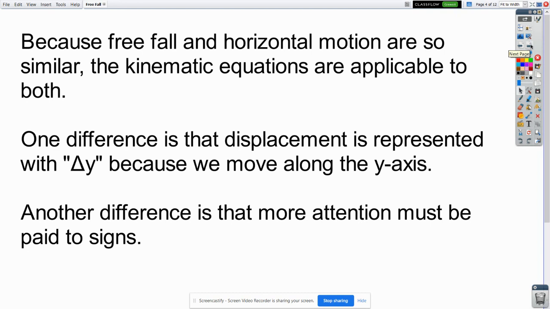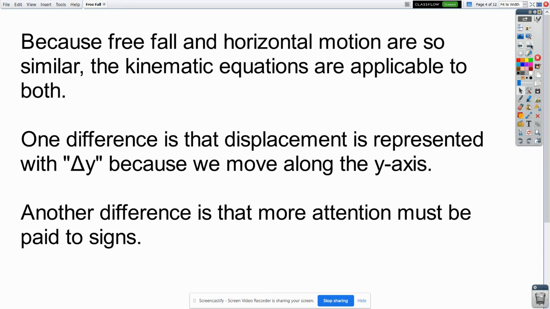Because free fall and horizontal motion are so similar, the kinematic equations are applied to both. So we will use the same four kinematic equations that we learned about in the kinematics unit. That's why this is just an extension of the kinematics unit. One difference will be replacing the displacement with delta y. In horizontal motion, we use delta x because we're really moving on the x-axis of a coordinate plane. When we start dropping stuff or throwing things into the air, then we're dealing with the y-axis. So our displacement will be delta y.